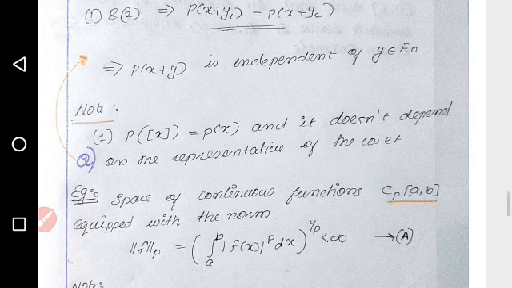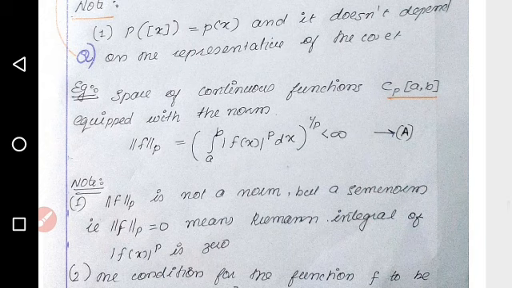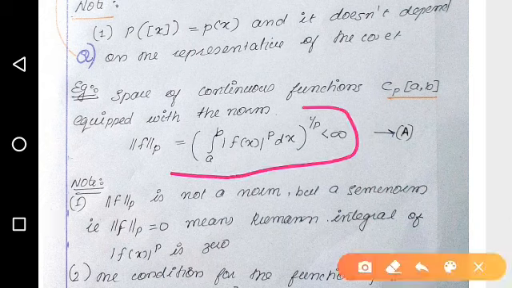Now we are defining another function. It is a space of continuous functions Cp of a fixed interval ab with a norm, norm of f equals integral a to b modulus of f of x raised to p dx, whole raised to 1 by p, which is less than infinity. Now this is a norm, and again, to prove that this is a norm, we have to show that it satisfies all the three conditions. But actually this is not a norm, but this is a semi-norm.